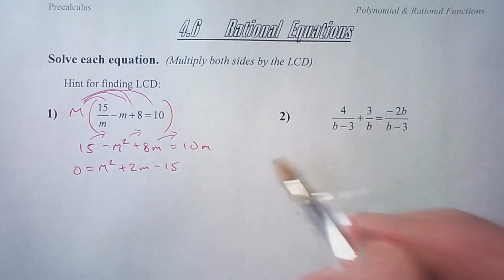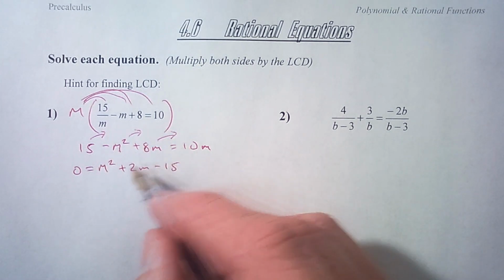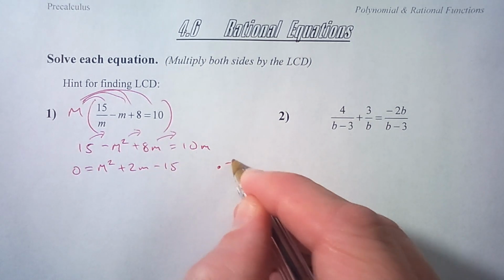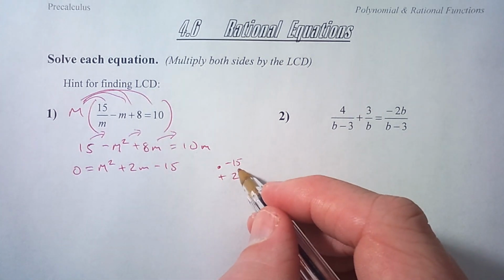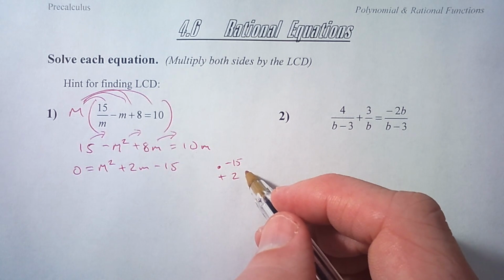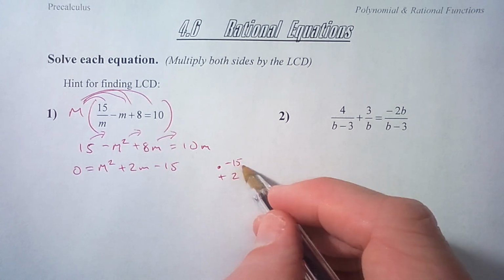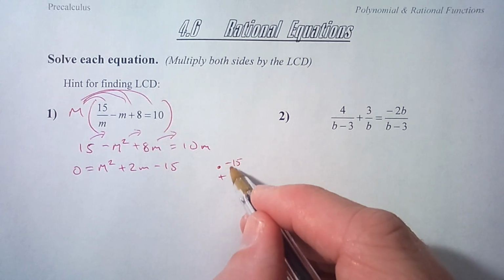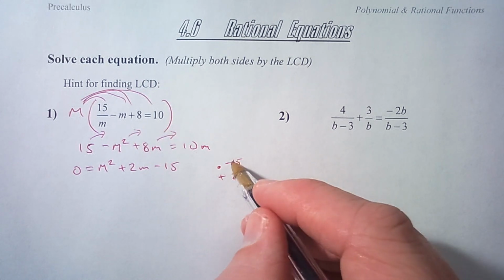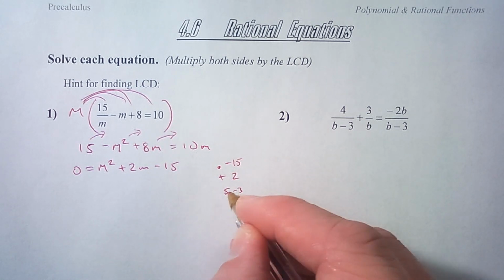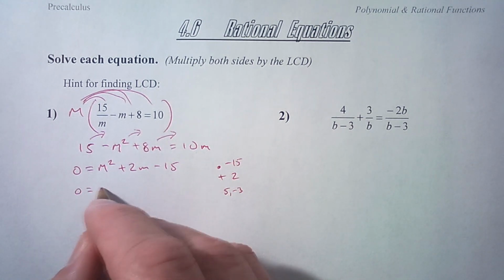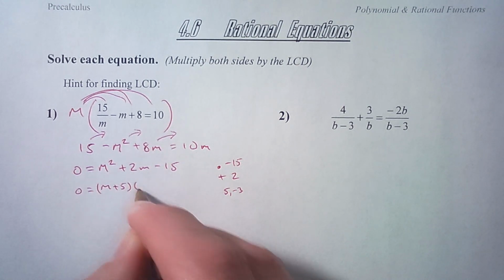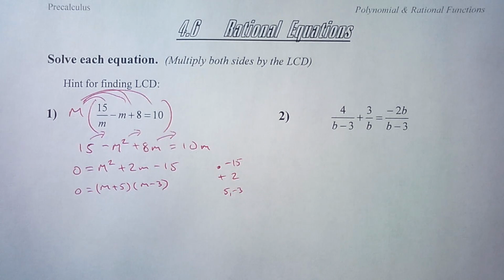Okay, so let's see if we can factor this. So we've got a lead coefficient of 1, so we're just trying to find two numbers that multiply to negative 15 and add up to 2. If I can just find two numbers that multiply to positive 15, then I can play with the signs. So how about 3 and 5? 3 times 5 is 15. I need one of them to be negative so that it multiplies to negative 15. So if I make the 3 negative, so I've got 5 and negative 3, they multiply to negative 15, they add up to 2, so I get 0 equals m plus 5 times m minus 3.